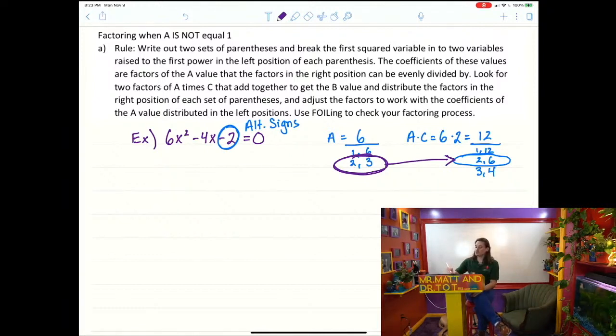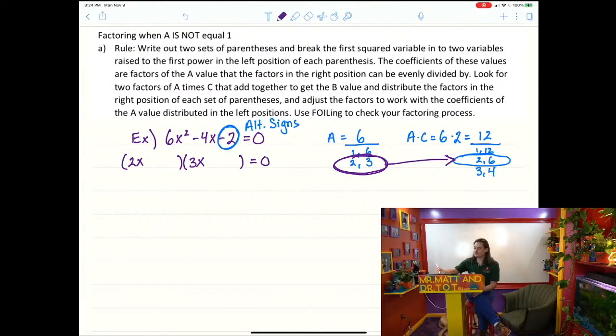So in order to factor now, I start the same way. I'm going to just draw my parentheses pairs, but now I need to assign x values with coefficients of 2x and 3x based on my determination of which factors of A are workable with my factors of A times C. Or in other words, which factors of A can be divided into the factors of A times C.